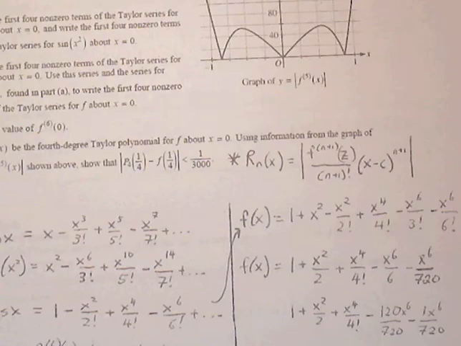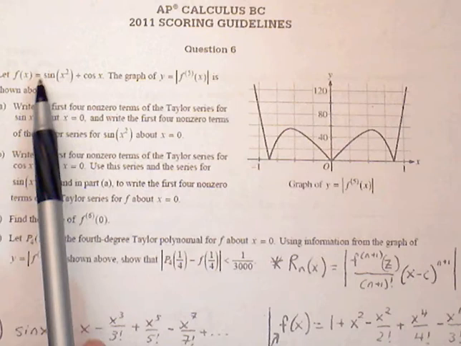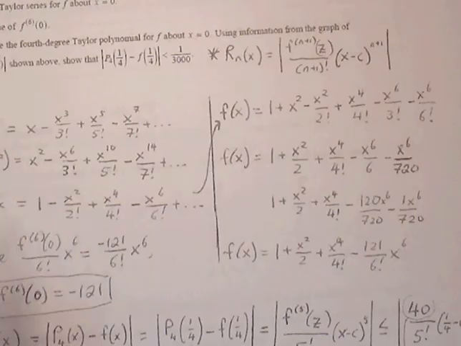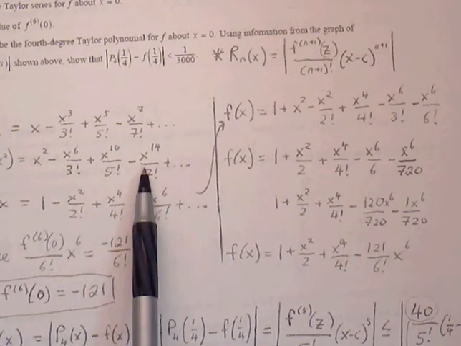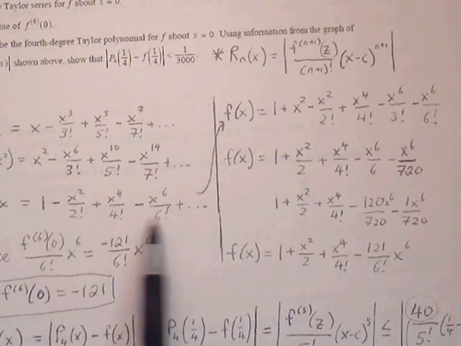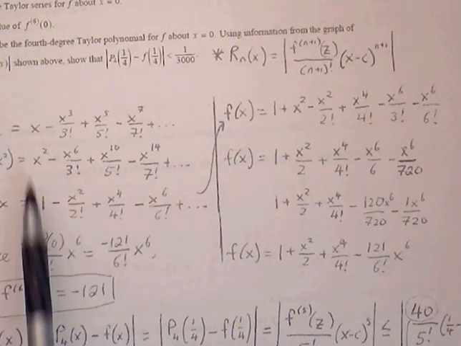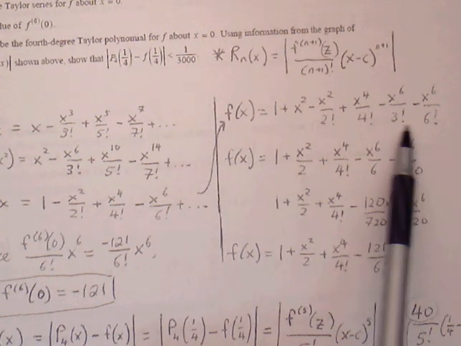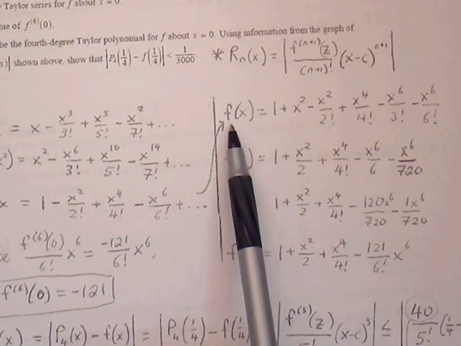Now, f of x is a combination of sine of x squared and cosine of x. Well, we found sine of x squared, which are these four terms. We found cosine of x, which are these four terms. So we're just going to combine these terms together to create our polynomial, our function here.